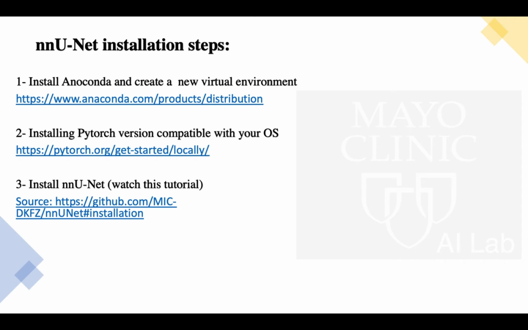First, we need to install Anaconda, and if you don't have it installed, I'd like to encourage you to go to their website and follow the instructions to have it installed. Then we need to install PyTorch properly and compatible with your operating system. And finally, we need to install nnU-Net from the source, which is their GitHub page, and that's what I'm trying to show you here in this tutorial, and I hope you enjoy this video and install it with no hassle. Okay, now let's open a terminal and continue the installation process.